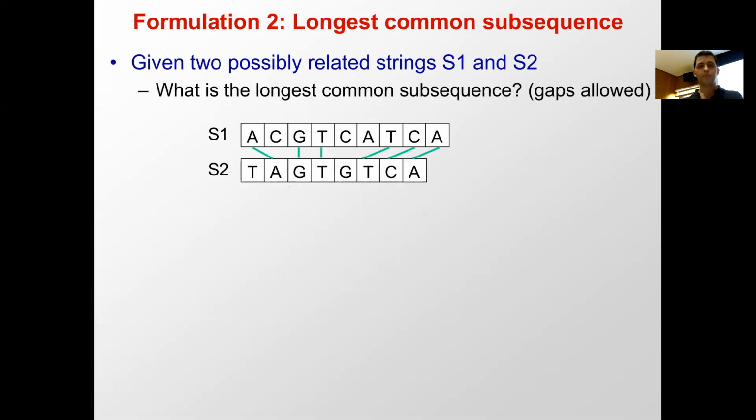Can we do better? Well, let's look for the longest common subsequence. Given two possibly related strings, S1 and S2, what is the longest common subsequence, not substring? A subsequence allows gaps, okay? In this particular case, I can include 1, 2, 3, 4, 5, 6 characters. The longest common subsequence can take the A from here and the G and T from here, then include a gap, and then take the TCA from here, okay?